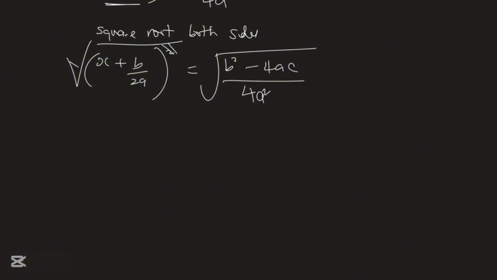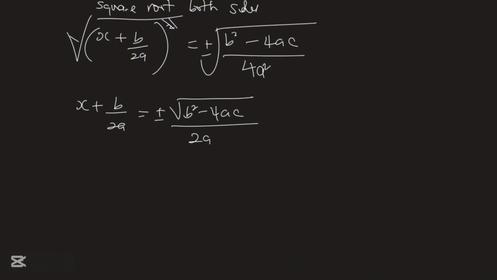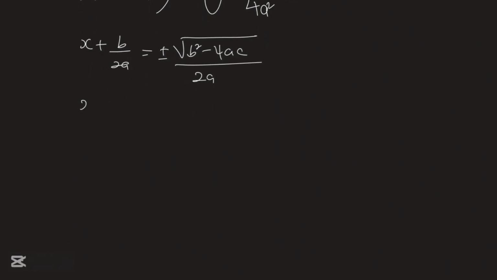So we can have x plus b over 2a. Since it is a perfect expression, it's going to have plus or minus. In this case, we can find the square root of the numerator, which is b squared minus 4ac, but the denominator is 2a. So what do we do now? We take this x plus b over 2a and bring b over 2a to the other side. It becomes x equals minus b over 2a plus or minus the square root of b squared minus 4ac over 2a.